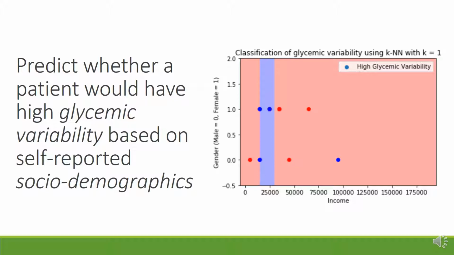Finally, we wanted to predict whether a patient would have high glycemic variability based on self-reported sociodemographics, like income and gender. We used k-nearest neighbors again, and it looks like there is a tendency for lower income individuals to have higher glycemic variability, but variability does not seem to discriminate by gender.